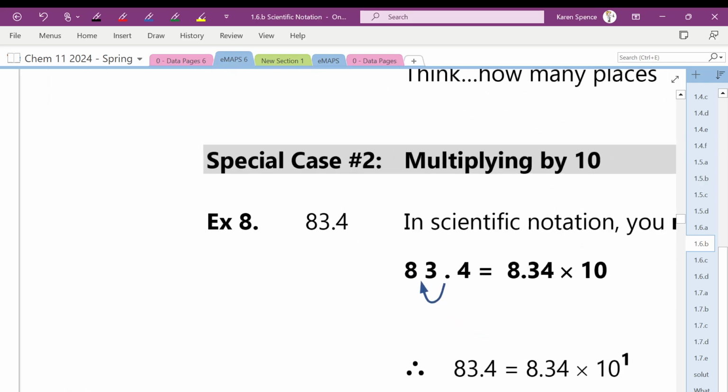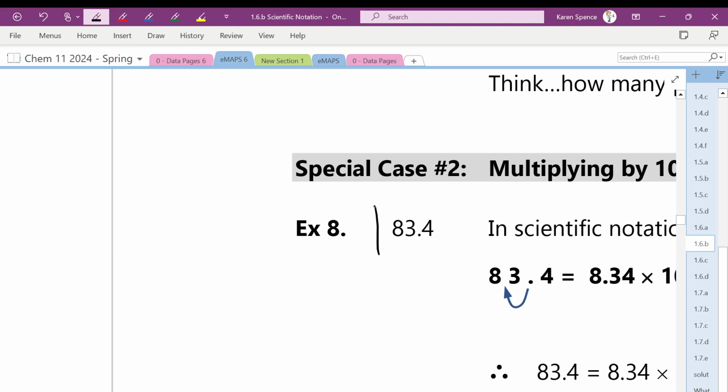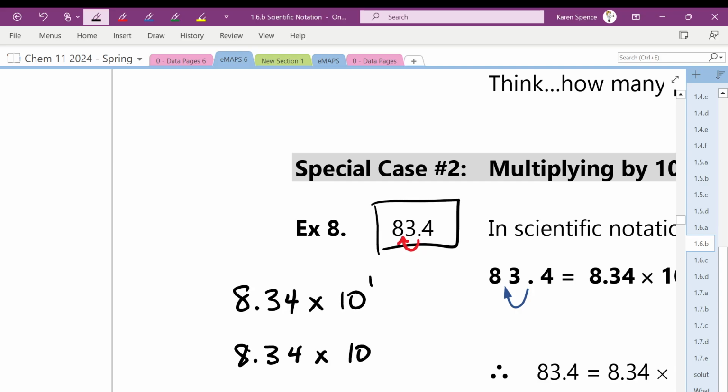Special case number 2, multiplying by 10. Well, let's take a look at this. We got 83.4. If we move our decimal over, we've only moved it 1 position, yes? Exactly. So we have 8.34 times 10 to the power of 1. 8.34 times 10 is missing the exponent. So you would not get full credit for that. You would maybe lose a half a mark. Okay?